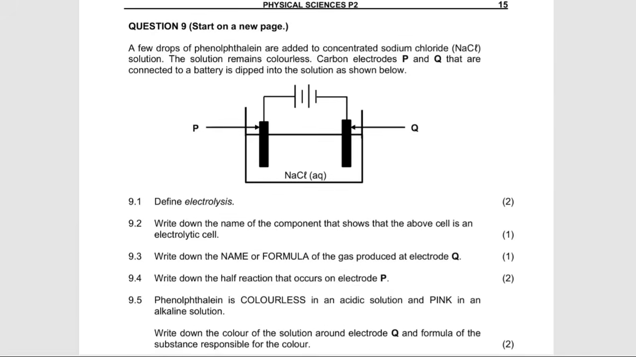Then now moving on to the next question there. So our next question is question number 9. It says a few drops of phenolphthalein are added to the concentrated sodium chloride, which is your NaCl solution. Then the solution remains colorless. Then the carbon electrodes P and Q that are connected to a battery are dipped into the solution as shown below there, right? Then after that, now they're asking us to define electrolysis, right?